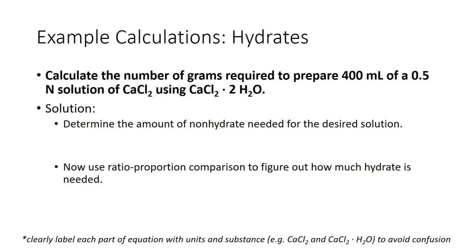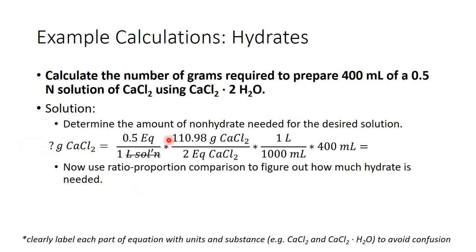So in a perfect world, if you had calcium chloride, how much would you need? So we will do that. We put what we want on the left. We put what we have, which is 0.5 equivalents per liter, which is our normality that we want over here, times the 2 equivalents in calcium chloride times the molecular weight of calcium chloride. And then you need to convert into milliliters because you want 400 milliliters at the end here.